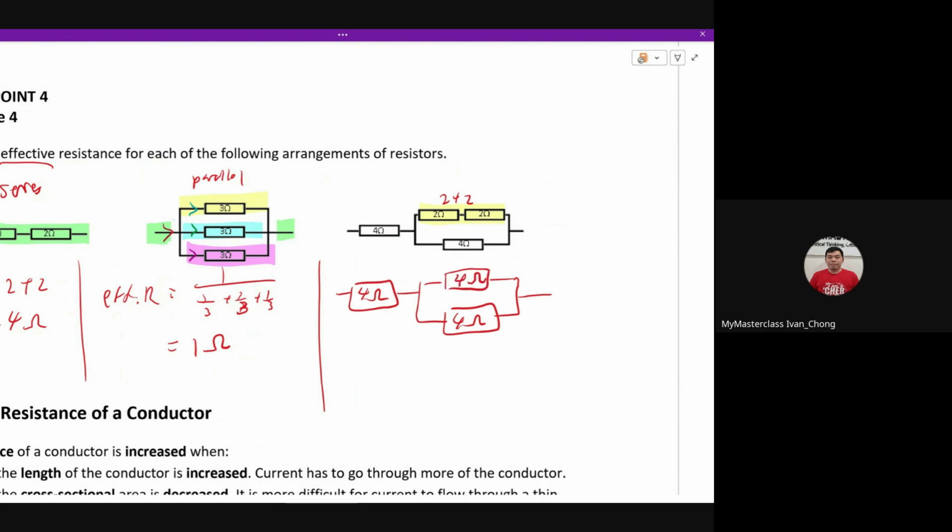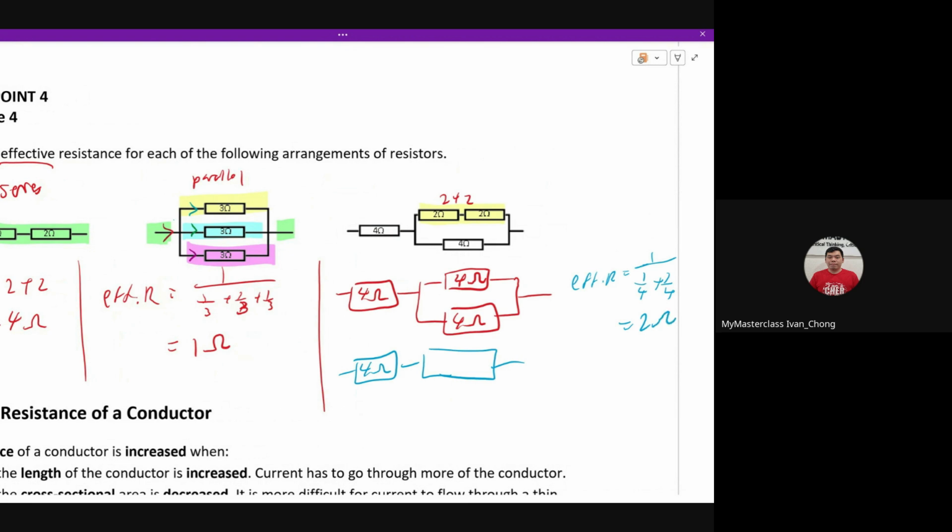Now you look over here in your parallel part. You have 4 ohms and you have 4 ohms. So what you can do is, this is 1 over (1 over 4 plus 1 over 4), close bracket, and you end up with 2 ohms.